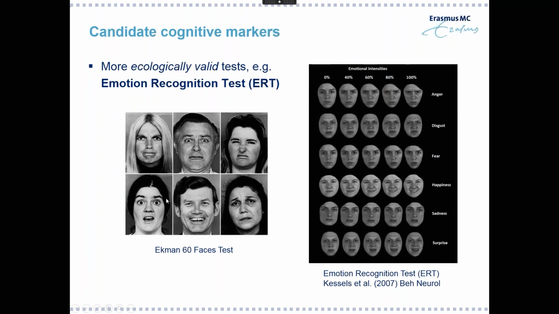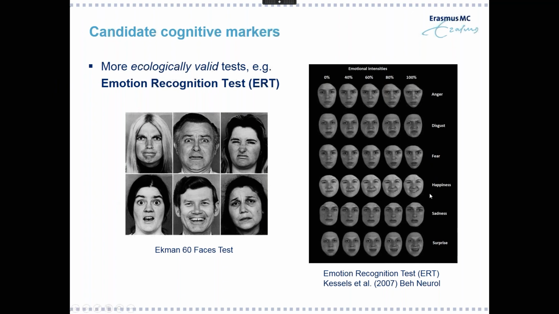In an earlier part of the presentation, I already showed you the Ekman Faces test. And you might see that these photos are very old. I think they were made in the 60s. And they also show very extreme emotions in a very static way. And I hope you agree with me that real life emotions generally don't really look like that. They're often much more subtle. And by using these tests, you might miss more subtle deficits in emotion recognition.